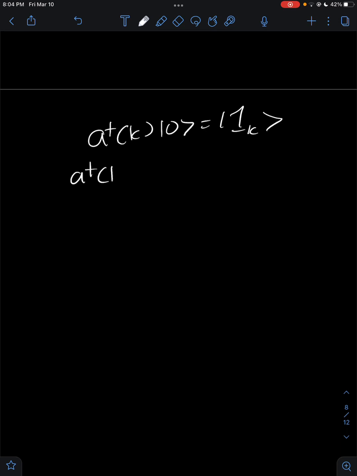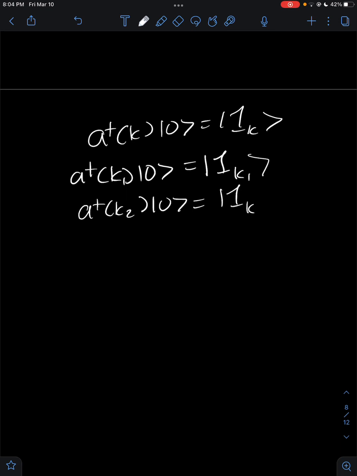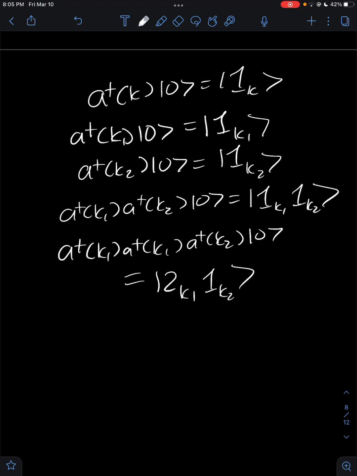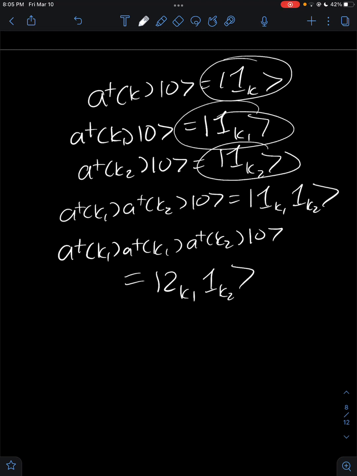So we can look at k1. a conjugate k1 acting on the vacuum state gives us one particle with momentum k1, where k1 is some specific momentum. And then a conjugate k2 acting on the vacuum state will give us one particle with momentum k2. It's pretty intuitive how this works. We can look at a conjugate k1 acting on a conjugate k2 acting on the vacuum state. That gives us one particle with k1 and one particle with k2. So we see that in quantum field theory, we have a very elegant way of building up different particle states.